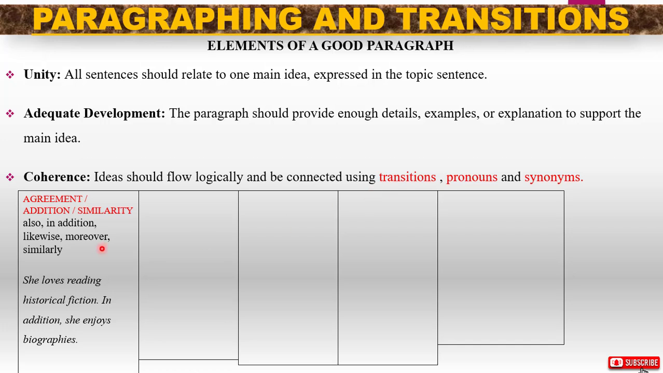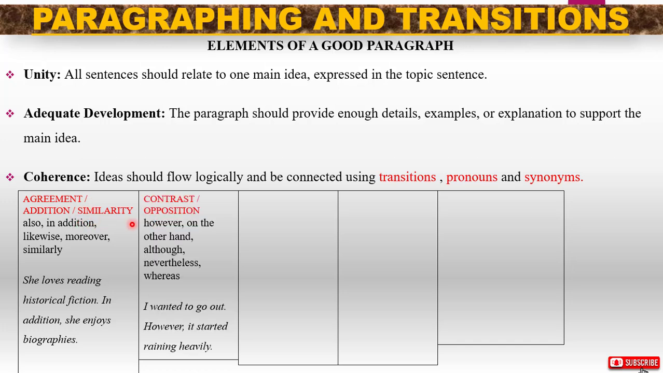What other transitions do we have apart from those that add or those that show similarity? We have those that show contrast or opposition. For example, however, on the other hand, although, nevertheless, whereas. For example, I wanted to go out, however, it started raining heavily. So the transitional marker here or the cohesive word here has connected our previous sentence to this one.